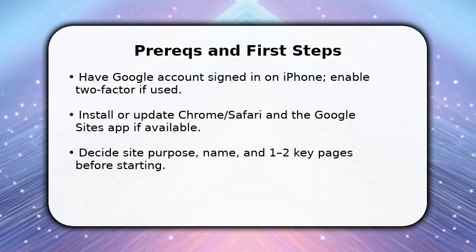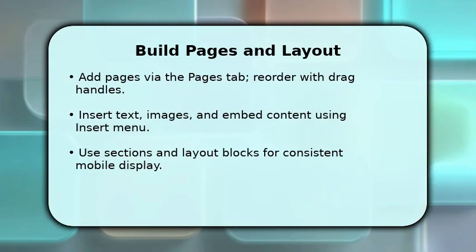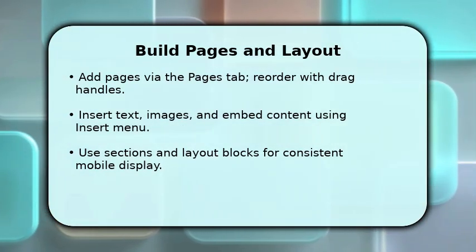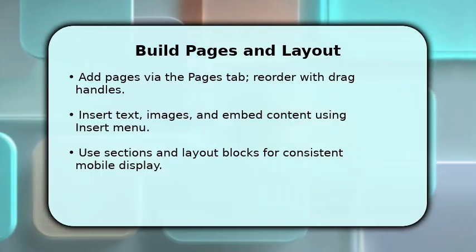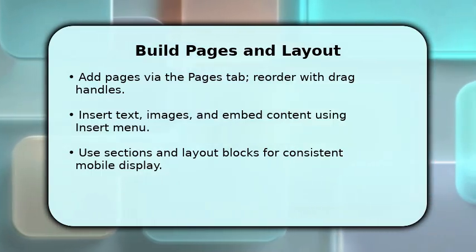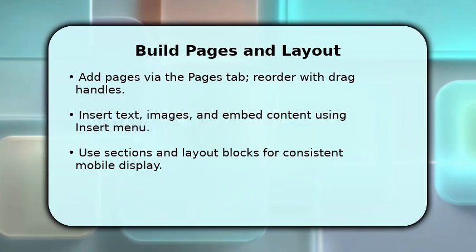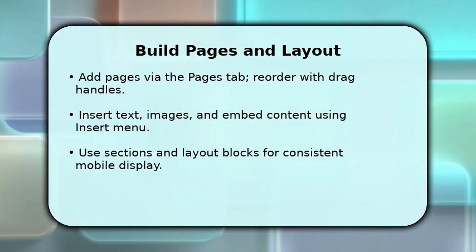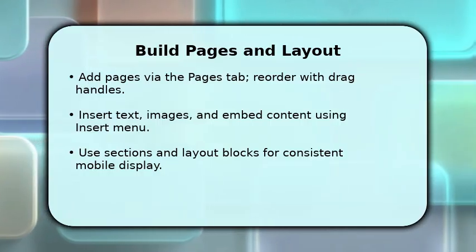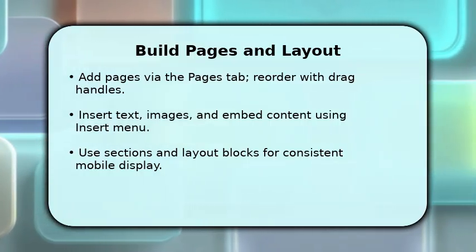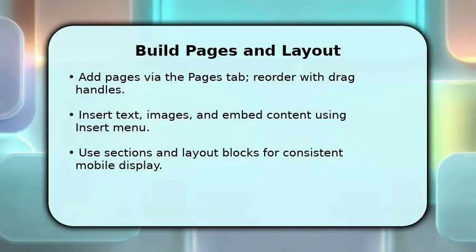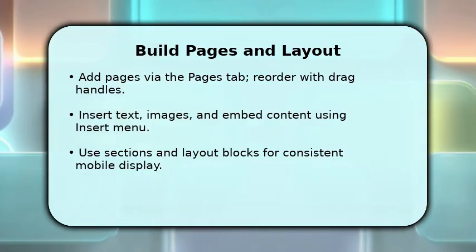Next, you build the structure. Open the Pages tab to add home, about, contact, or product pages. Drag to reorder for a logical flow. Then use Insert to add text boxes, images from photos or Drive, and embedded maps or forms. This is where content meets design. Keep sections tight and use the layout grid so columns collapse properly on small screens. Once content is added, preview in mobile view to confirm spacing and touch.